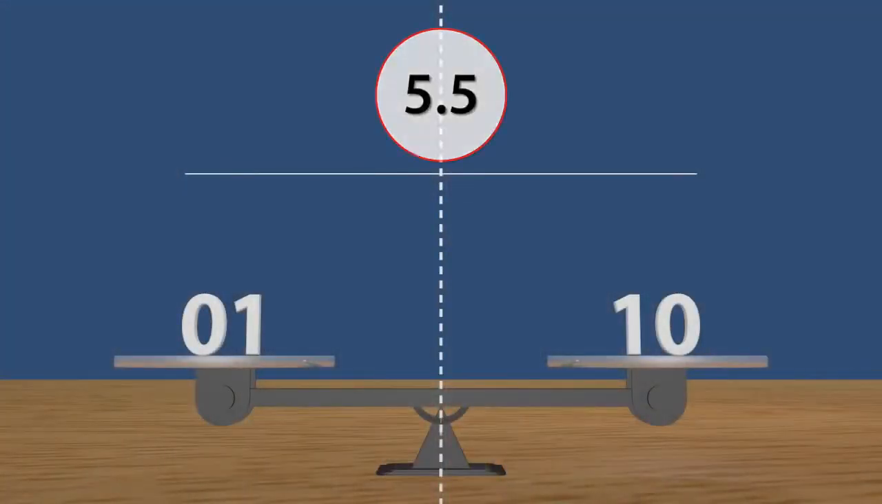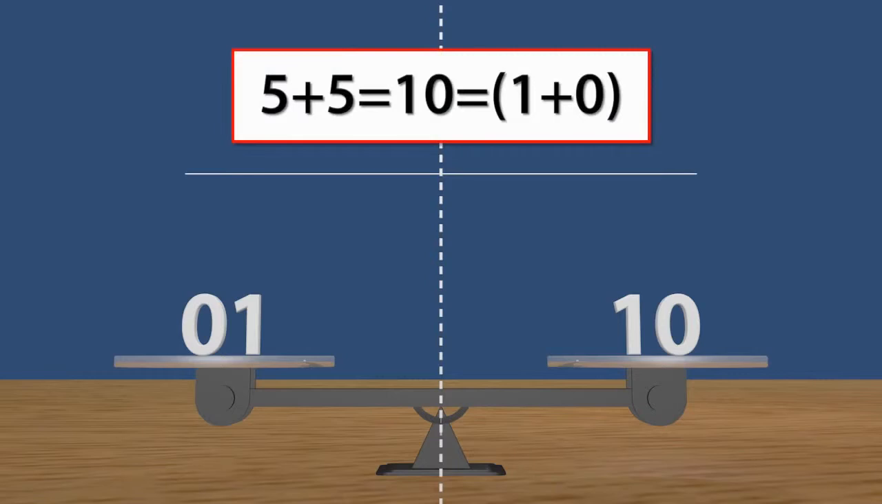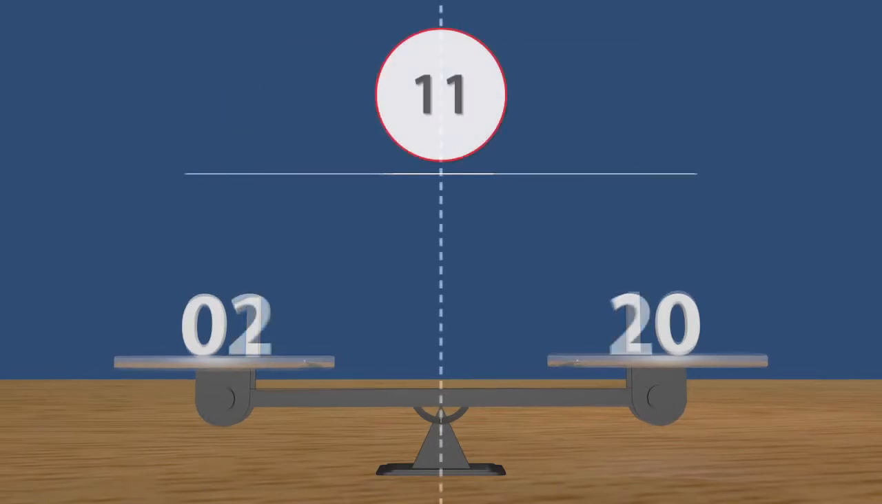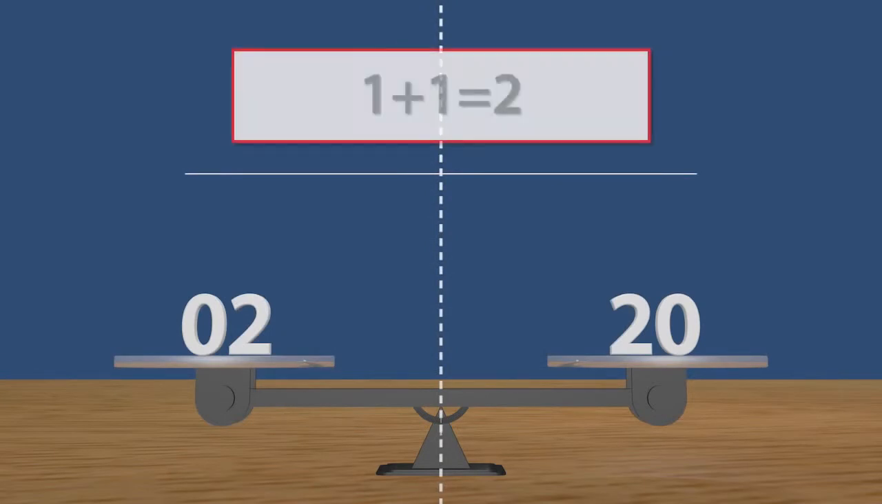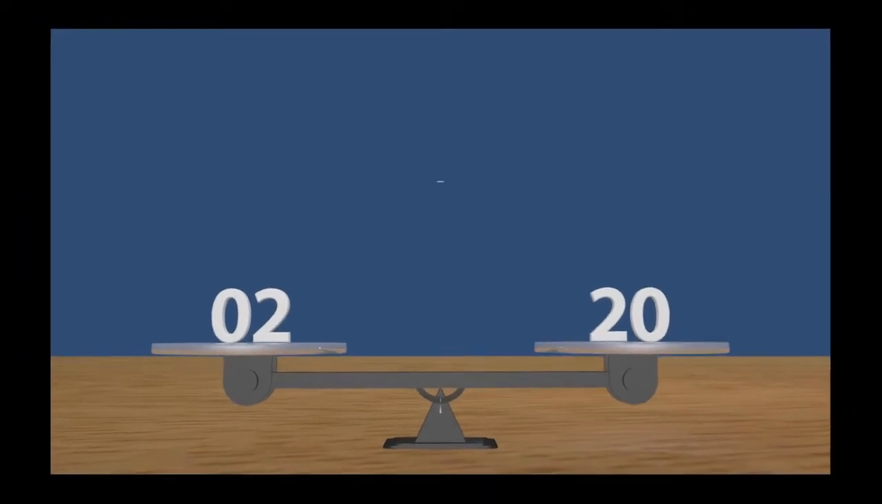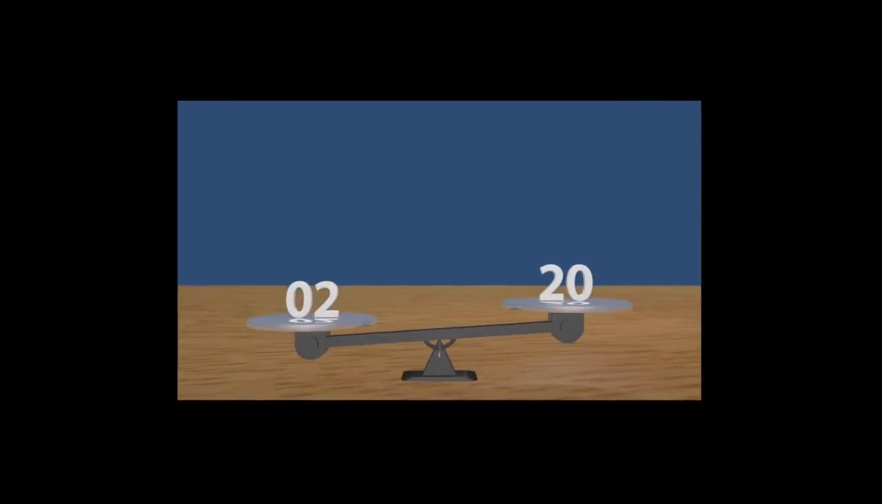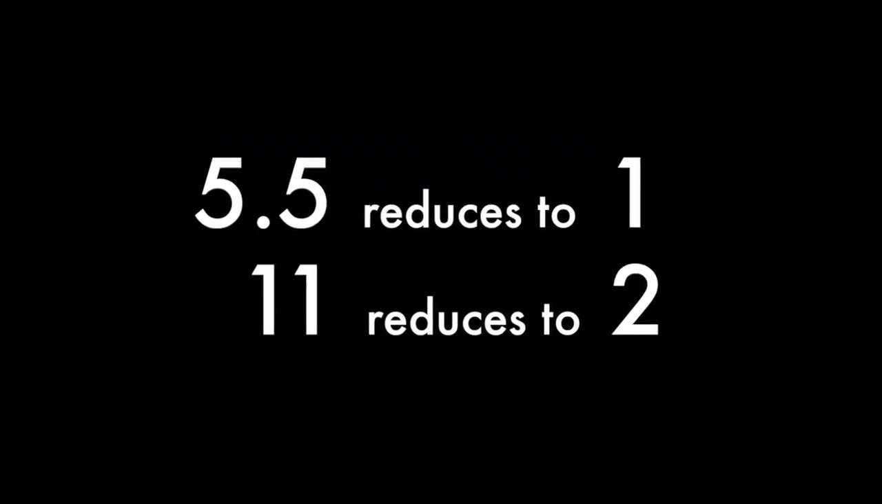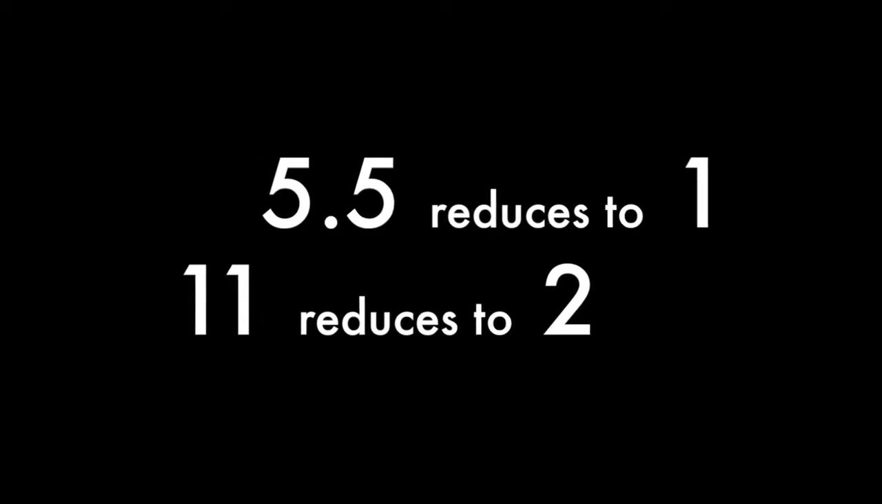5.5 could be interpreted as 5 plus 5, which reduces to 1, the parent number of its scale. Likewise, 11 could be interpreted as 1 plus 1, or 2, the parent number of its scale. This idea of summing the digits of a multi-digit number is called reducing or finding the digital root. It is a common practice in our new paradigm.